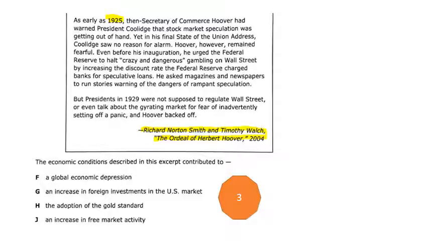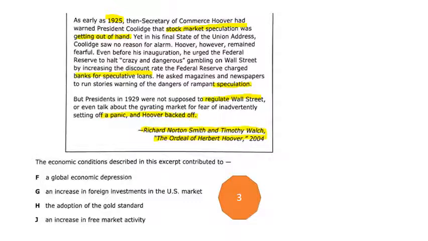We have a year, 1925. Secretary of Commerce Herbert Hoover had warned President Coolidge that stock market speculation was getting out of hand. Yet in his final State of the Union address, Coolidge saw no reason for alarm. Hoover, however, remained fearful. Even before his inauguration, he urged the Federal Reserve to halt crazy and dangerous gambling on Wall Street by increasing the discount rate the Federal Reserve charged banks for speculative loans. He asked magazines and newspapers to run stories warning of the dangers of rampant speculation. But presidents in 1929 were not supposed to regulate Wall Street or even talk about the gyrating market for fear of inadvertently setting off a panic.